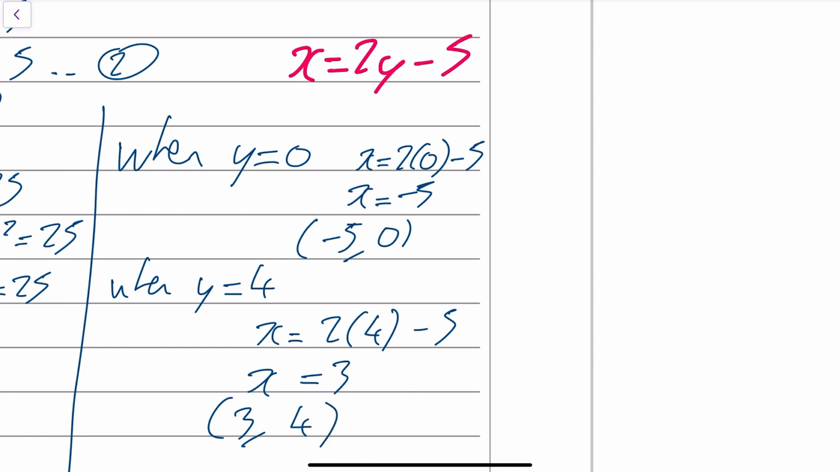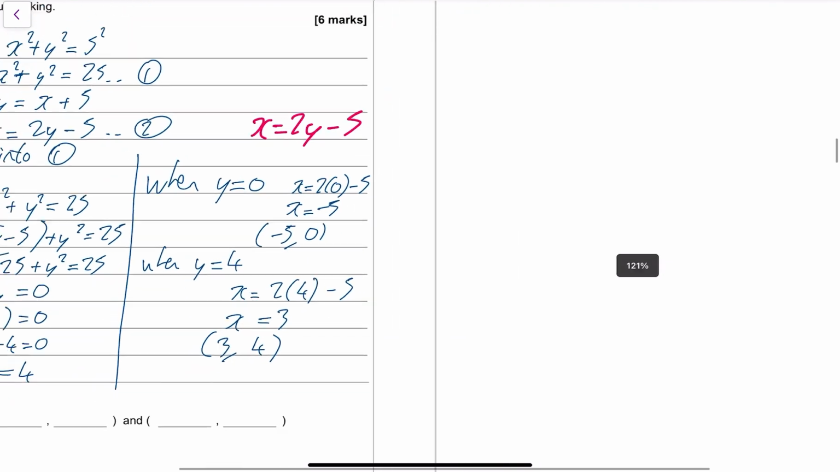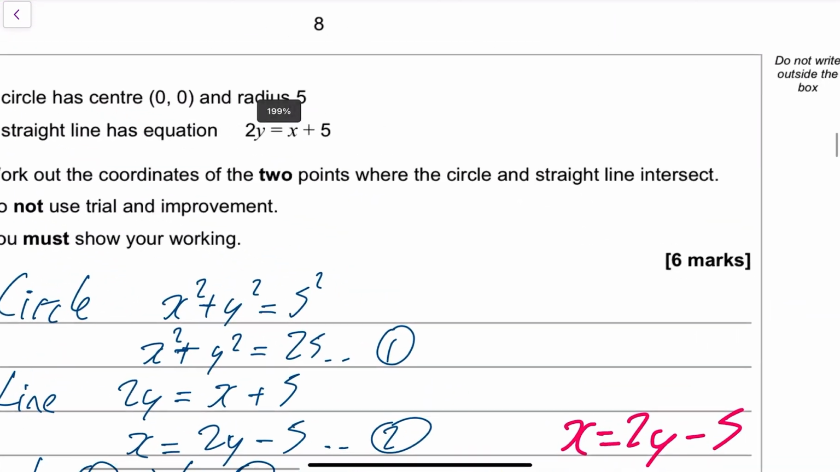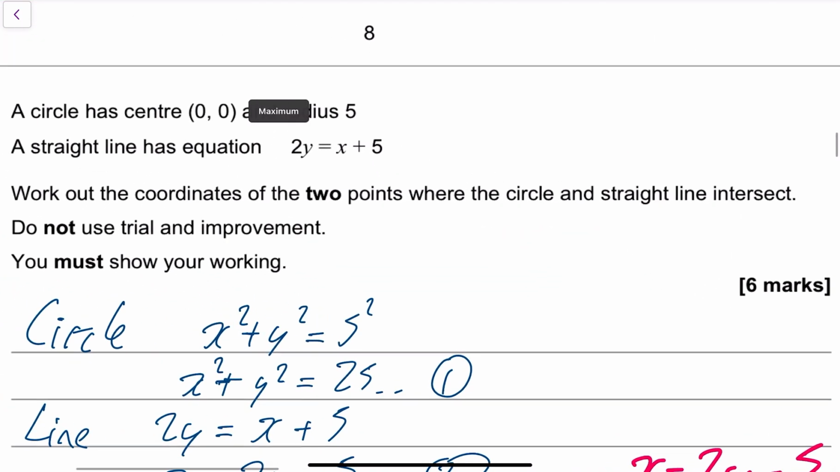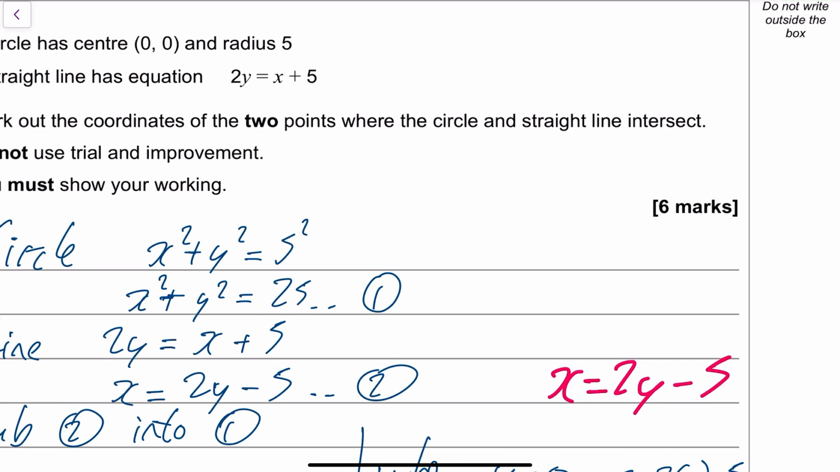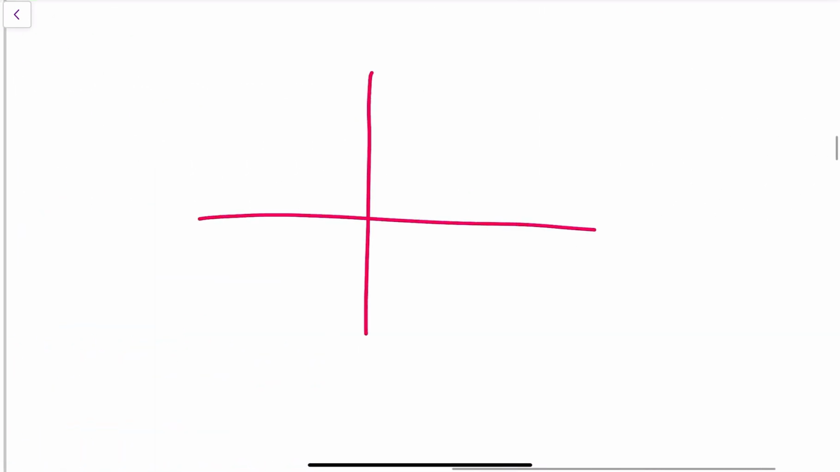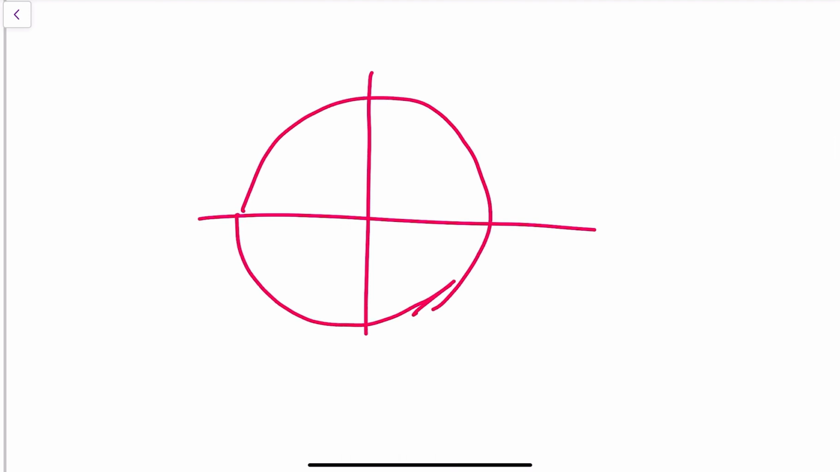Now let's just look. We can tell by looking at these points that we're going to be right. Let's look at this equation here. My circle was x squared plus y squared equals 5 squared. So it was a circle, centre origin, radius 5.